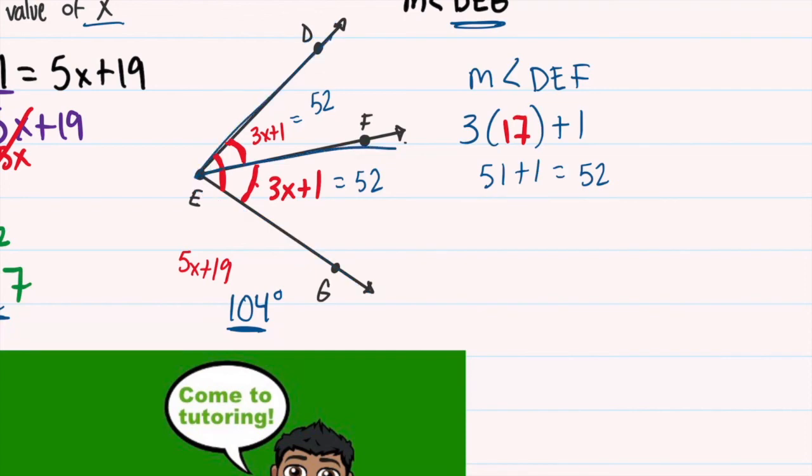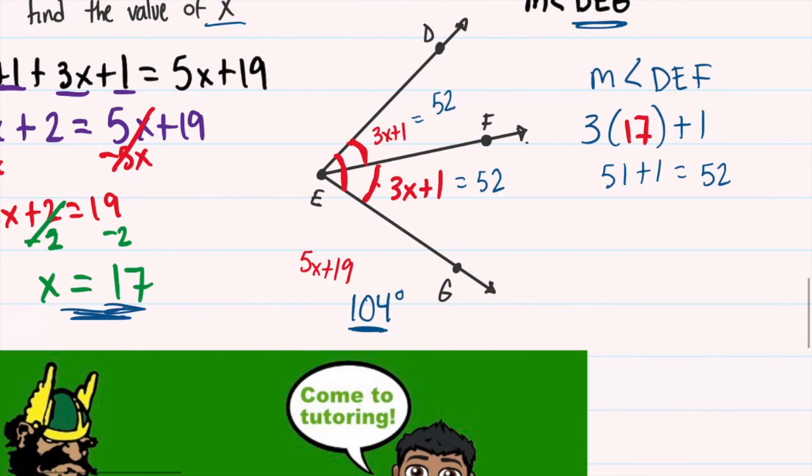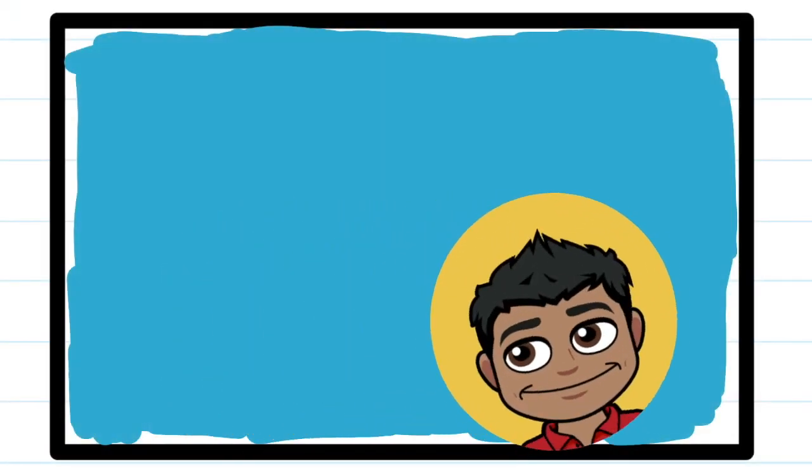52 would have been your answer for one of them, and 17 would have been the answer for the letter X. It just depends what they're asking from you.